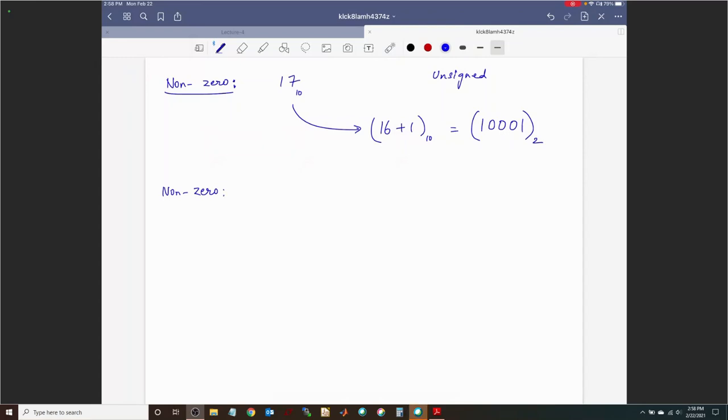Somebody else pick it maybe, or whoever wants to do it. Some other random number. All right, 23, sure. So if it is 23 in decimal, what would it be when you convert it into binary?